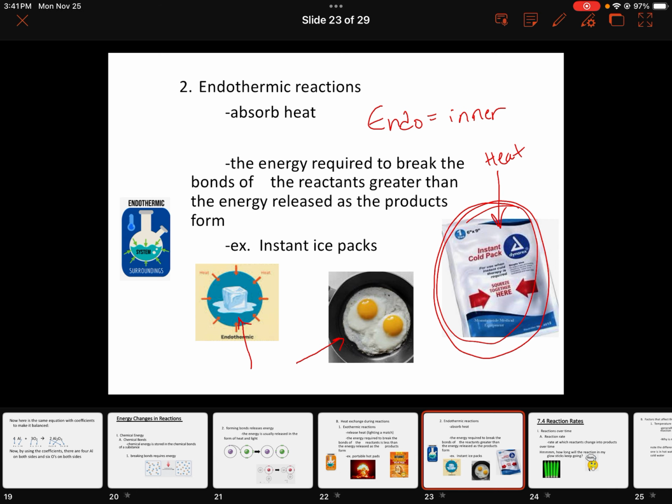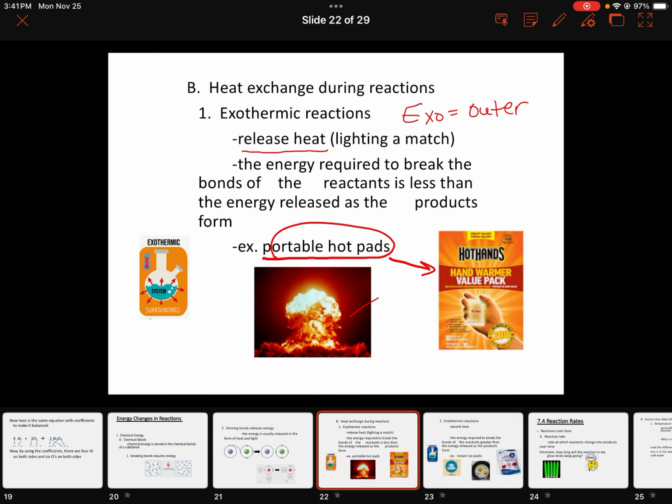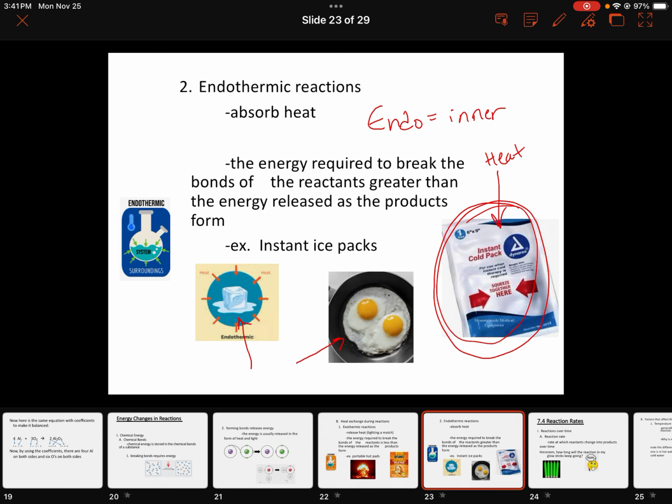So that heat is moving in. In an exothermic reaction, that heat's moving out. It's trying to get out of there. Endothermic, it's trying to move in. So we've got to think of the direction that heat is flowing. Is it going in or out?